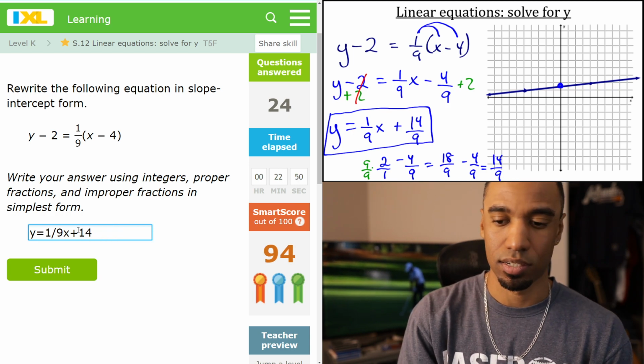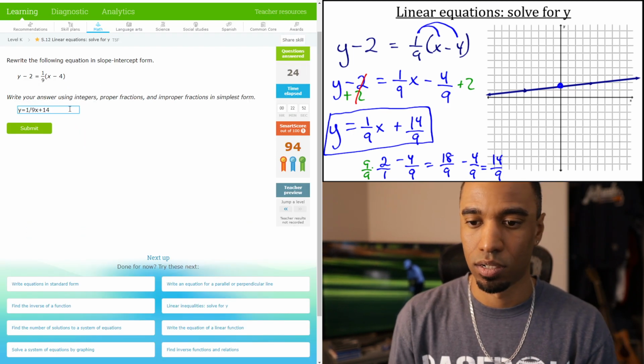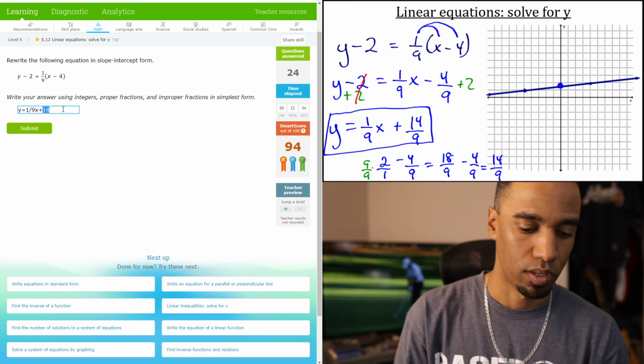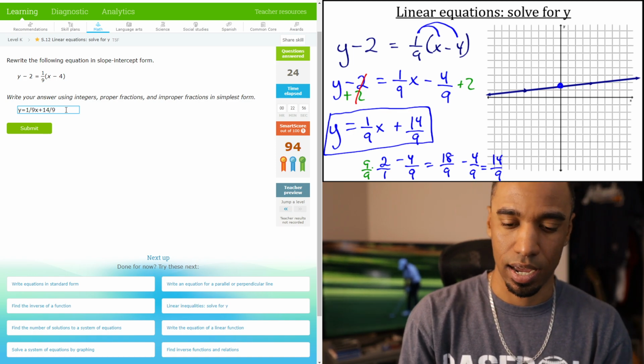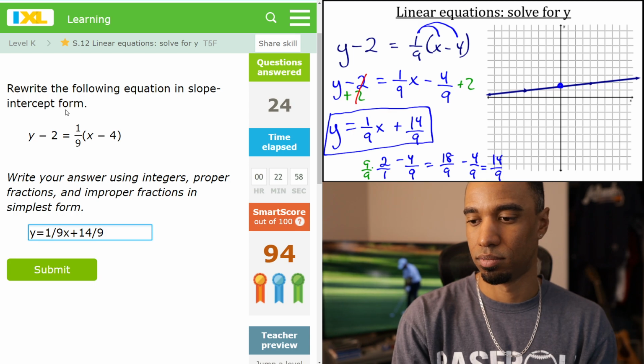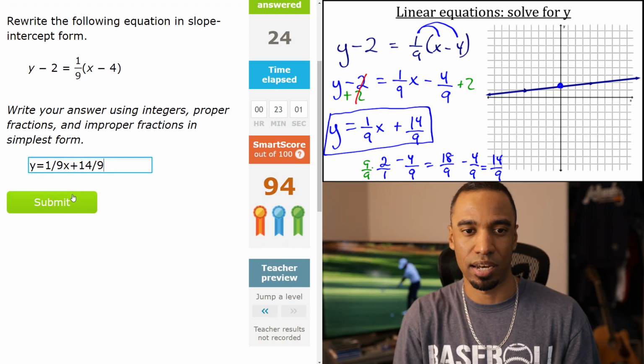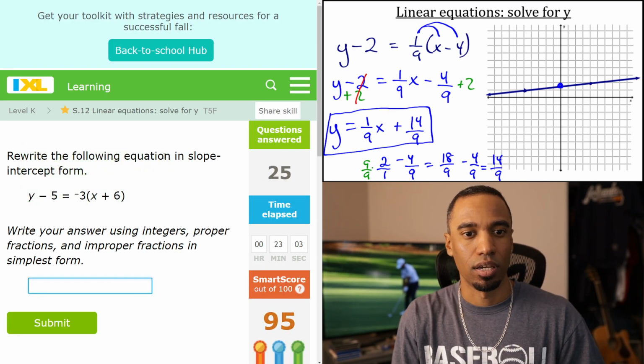They don't give me that stuff. Maybe I'm too zoomed in. Nope. All right, 14/9. Let's zoom back in. I was just thinking maybe I'm too zoomed in and it would pop up like a little box thingy.